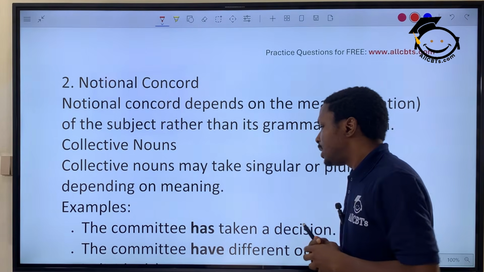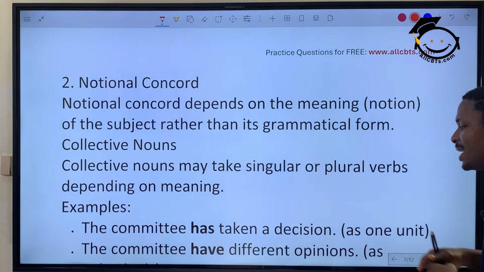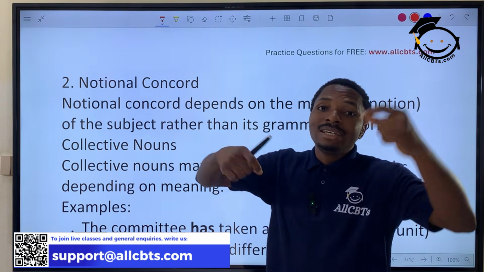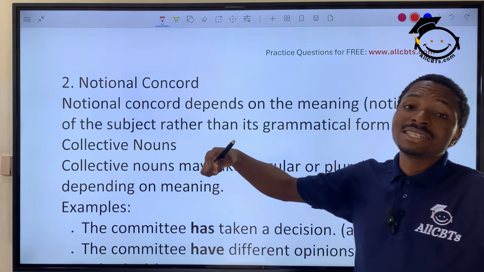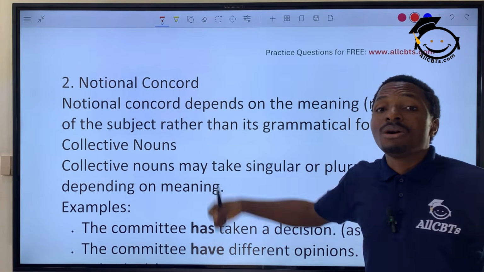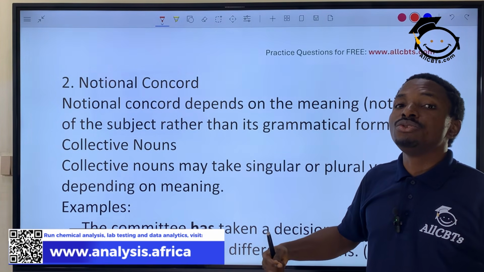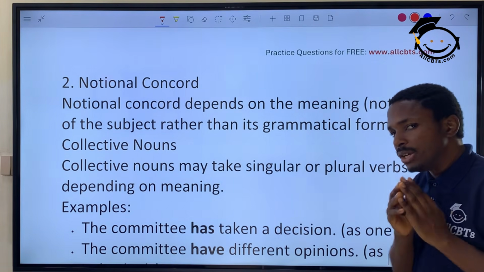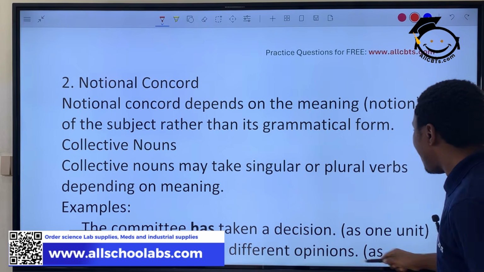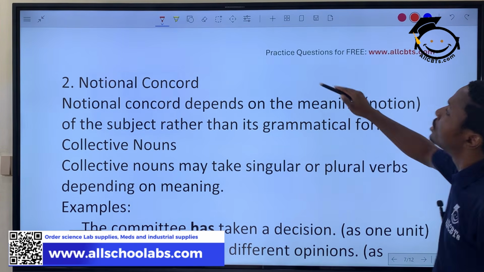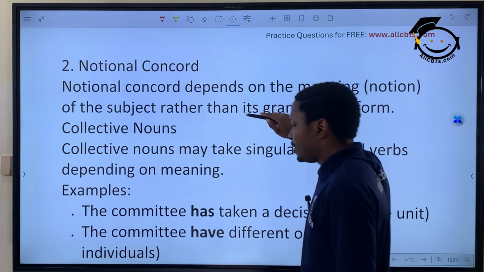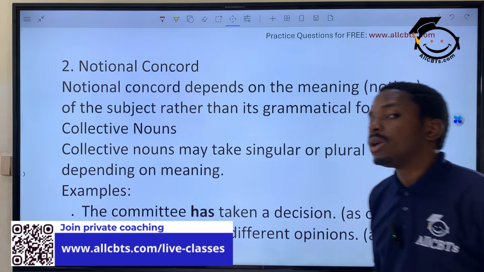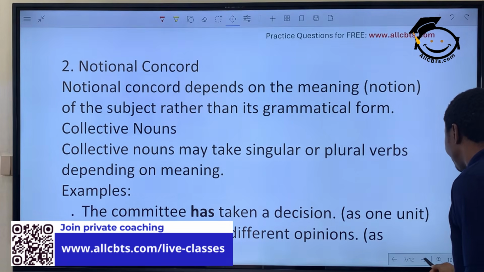It's a group. Now you have another one. The committee have different opinions because the committee has now become individuals. It's now being used in terms of individuals, no longer as a collective unit. So the committee have different opinion or opinions. Do you understand that? They are now representing as individuals, no longer as one unit.